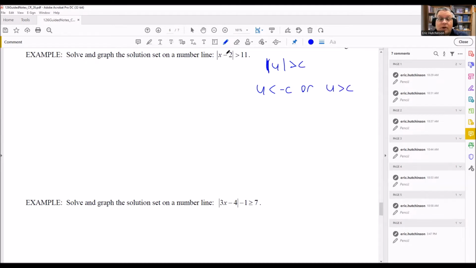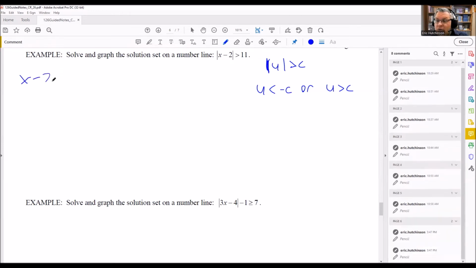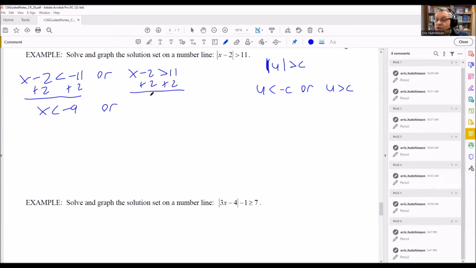So in this case, in our problem, the u is x minus 2. That's the part inside the absolute value, and the c is 11. So you're going to do x minus 2 is less than negative 11, or x minus 2 is greater than 11, just following the format that you have here. So now we just need to solve each of these equations individually. This first one, you're going to get x is less than negative 9. The other one, if you add 2 to both sides, you get x is greater than 13. So this is our answer as inequalities.